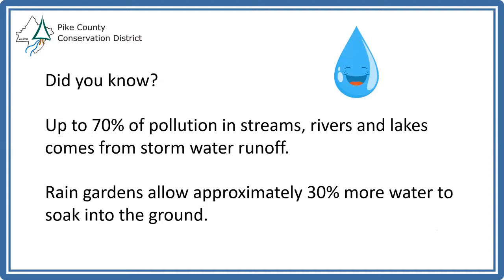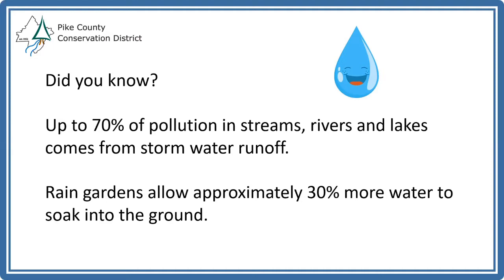So the water that we're collecting in a rain garden is really helping to mitigate that amount of stormwater runoff that's getting into our streams, rivers, and lakes, and cut down on the amount of things that they're bringing into the streams, rivers, and lakes. Because if you cut down on the amount of water flowing into the water source, you're going to cut down on the amount of things that it carries with it. And rain gardens allow approximately 30% more water to soak down into the ground and become part of the groundwater.